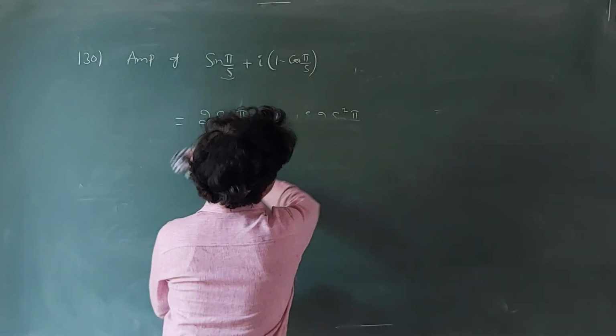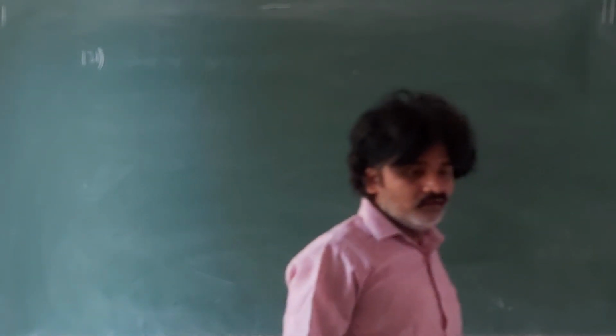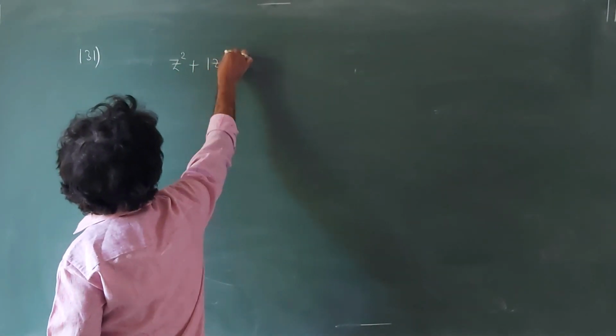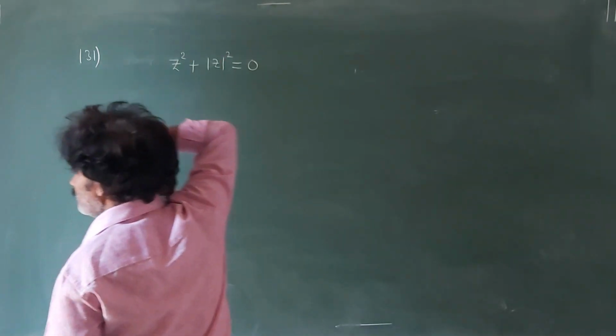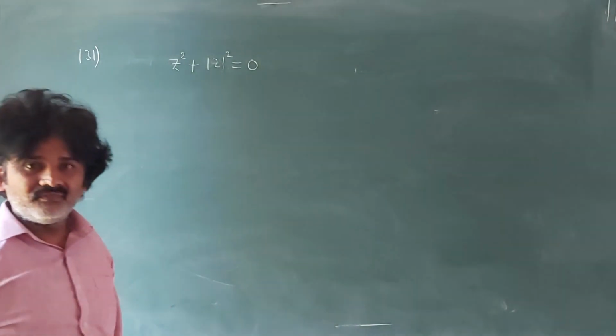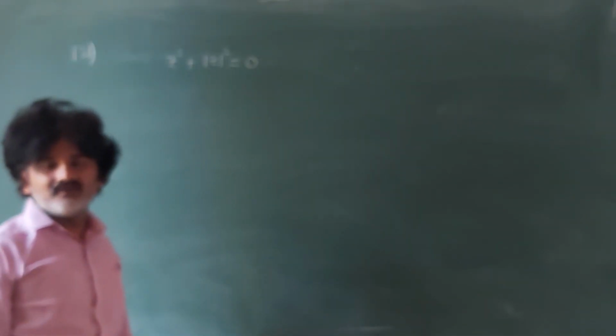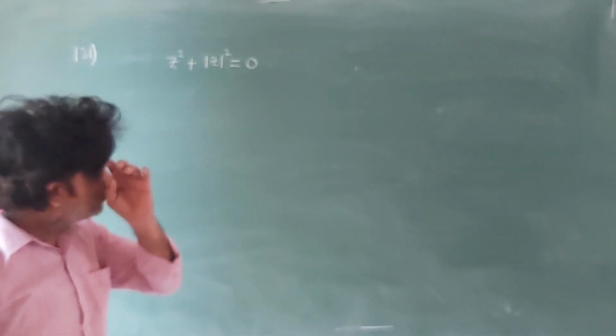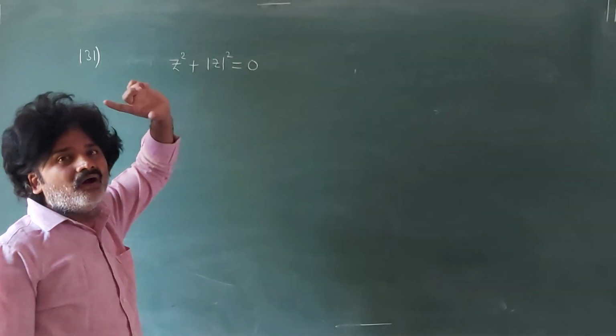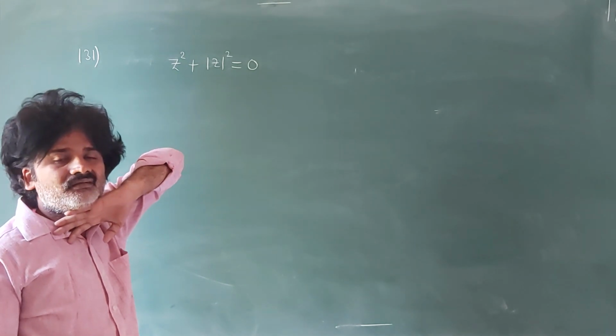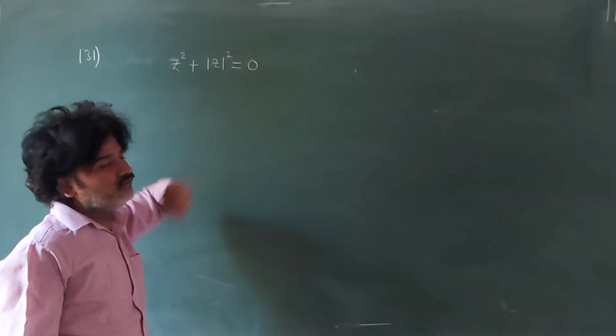Right, next one. Problem 131: the number of solutions of the equation z square plus mod z square equals 0. Solution means what? The values of z which satisfy the equation. If the equation is in terms of x, the values of x which satisfy the equation. Here z is any complex number. So how many complex numbers are there which satisfy this condition?